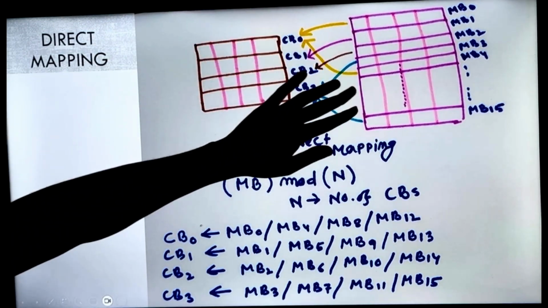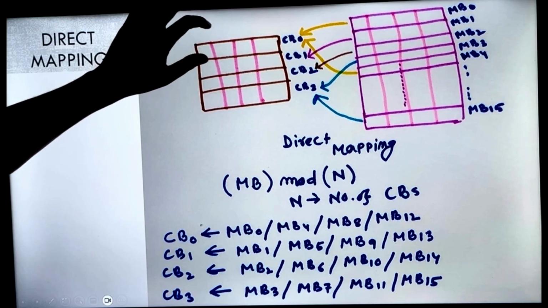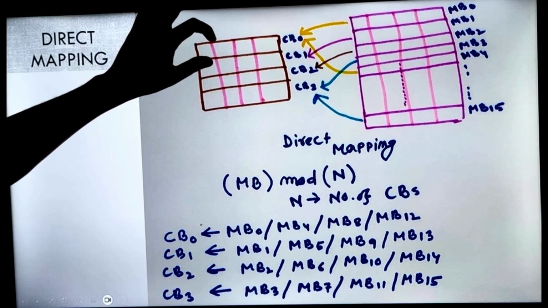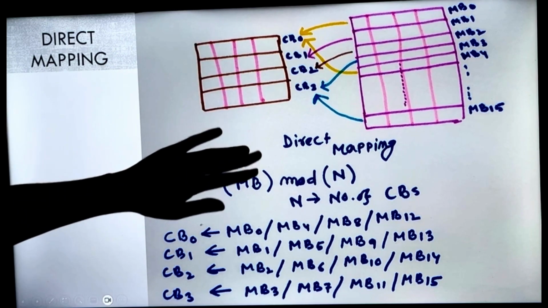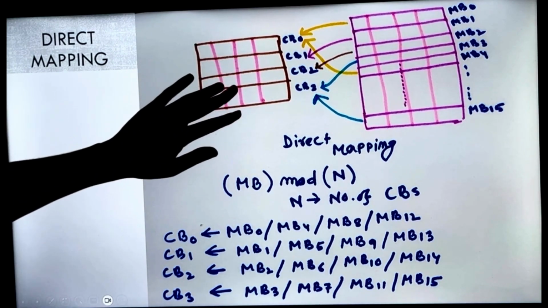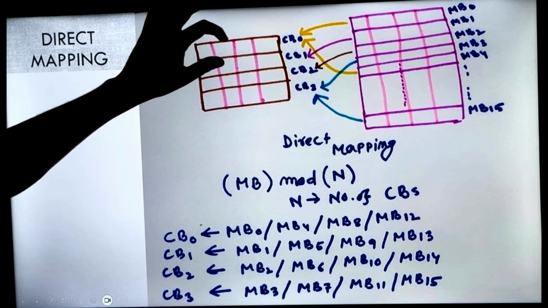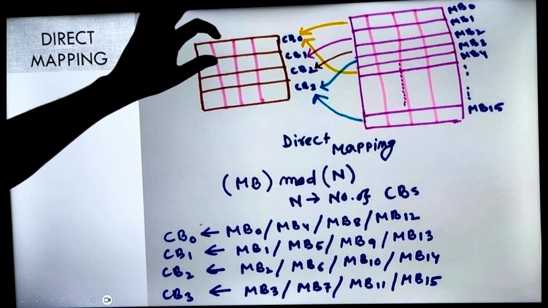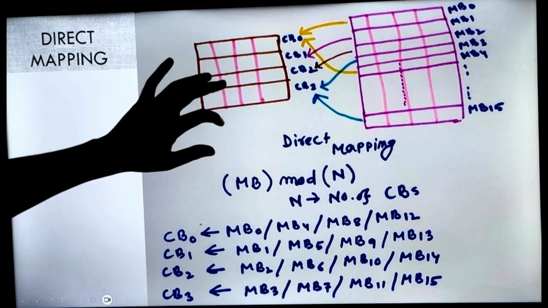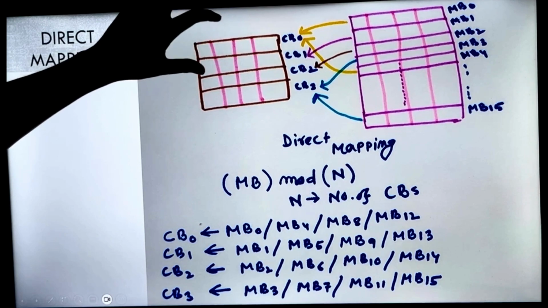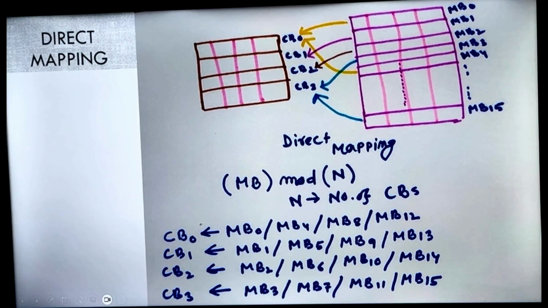So if I want to store MB4, what is the space I have? In direct mapping, I can store it to CV4 only, not in any other place. Maybe these places are empty, nothing is there, but still I have to wait until this is free. I cannot store MB4 because this is the dedicated place where I can store, not anywhere else. Understood that, right? So sometimes it may happen that you have available memory space, but still you are waiting because you don't get the seat wherever it is reserved.